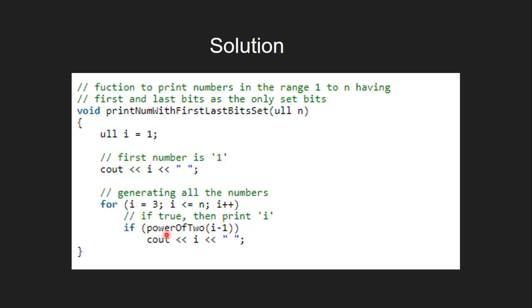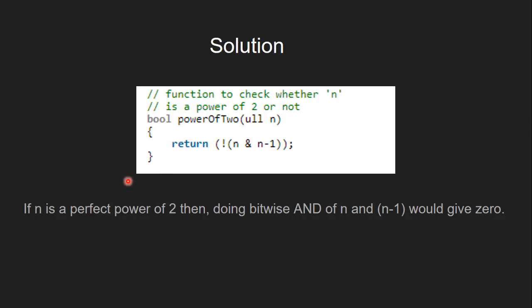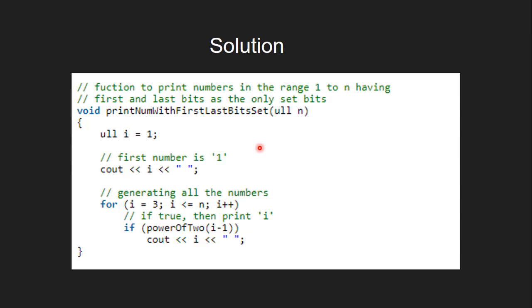For that we call the function powerOf2. Let's see. In the powerOf2 function, we perform bitwise AND operation on n and n minus 1. If n is a perfect power of 2, then doing bitwise AND of n and n minus 1 would give us 0. So if i minus 1 is a perfect power of 2, that means i is one of those numbers whose first and last bit are set. So we print i and we continue the loop.